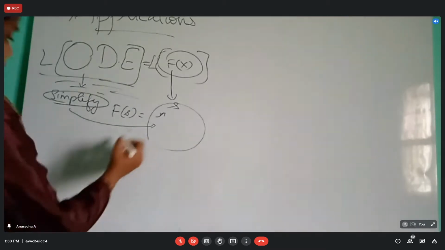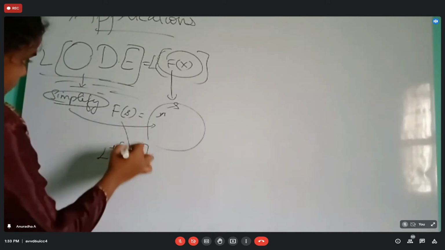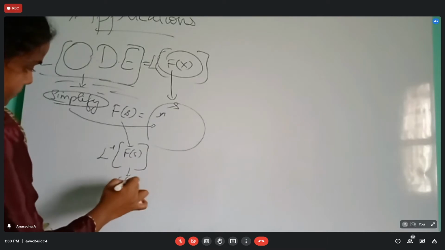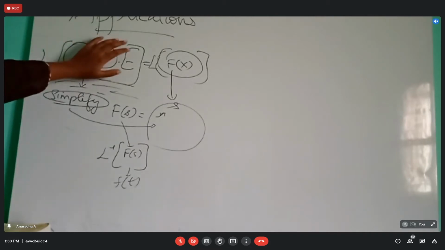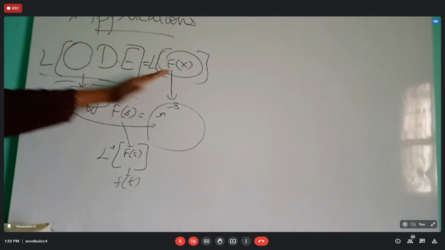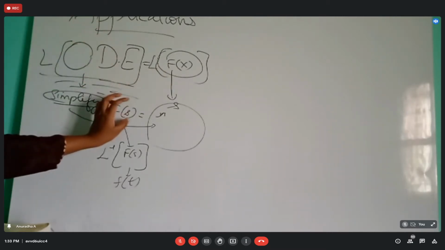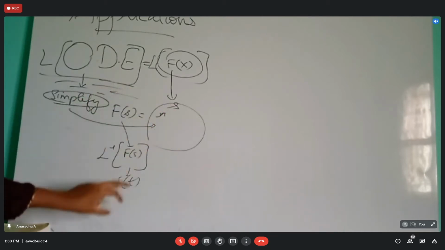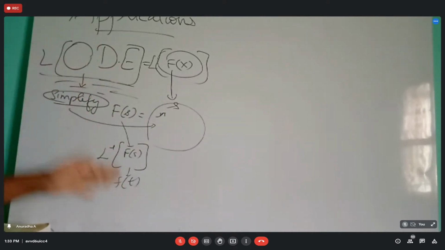The last step is getting back using inverse Laplace. The inverse Laplace of F of s gives the original function f of t, and that will be the solution of the ODE. So for the given ODE, we apply Laplace transform, then find the F of s value, then apply inverse Laplace to find what it is in the t domain, that is, in the original domain. You find that and write the answer. So this is one technique.